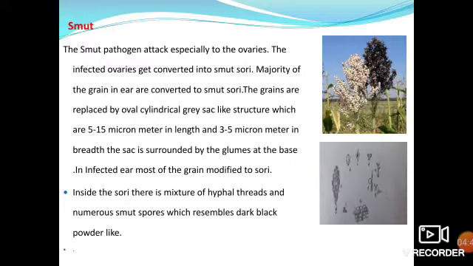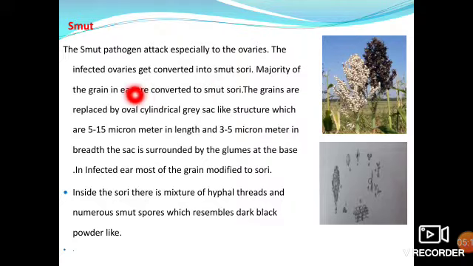Next slide. Here the second disease, that is the smut disease. The smut disease is of different types, for example covered smut, loose smut or weak smut. Here the smut pathogen attacks especially the ovary, in case of covered smut of grain. Here exclusively the pathogen attacks the ovary.